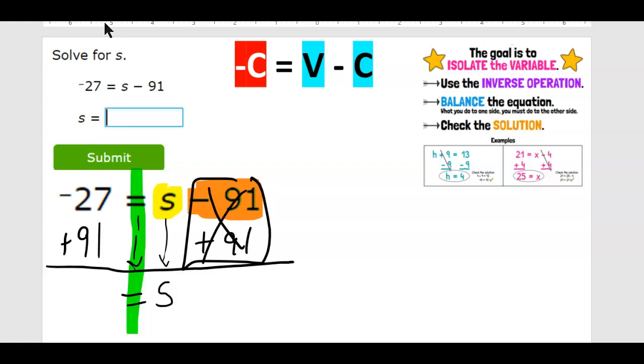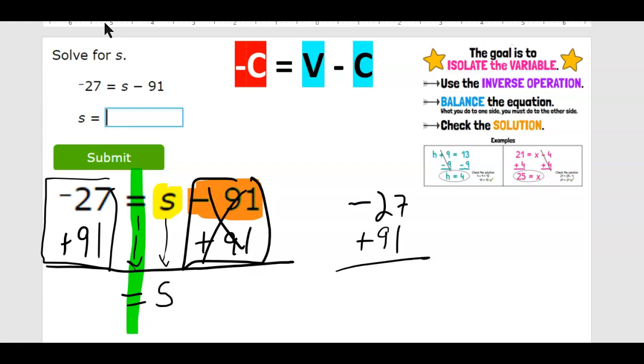Now, negative 27 plus 91 is the same thing as 91 minus 27 if you flip it. You can rewrite it as plus 91 minus 27 in this order. This is something you're more familiar with, but you just don't normally see that plus sign there. So you can just do 91 minus 27. And again, you can borrow and all that stuff, but I don't really do that.